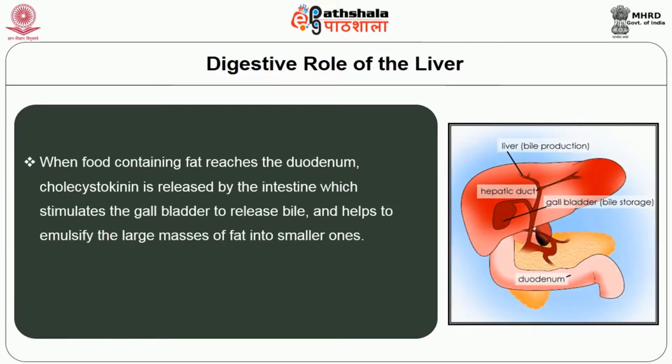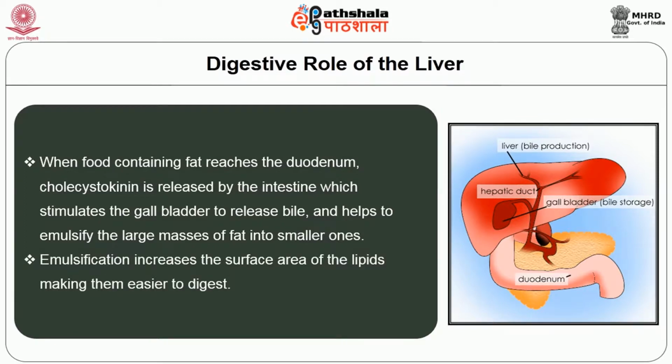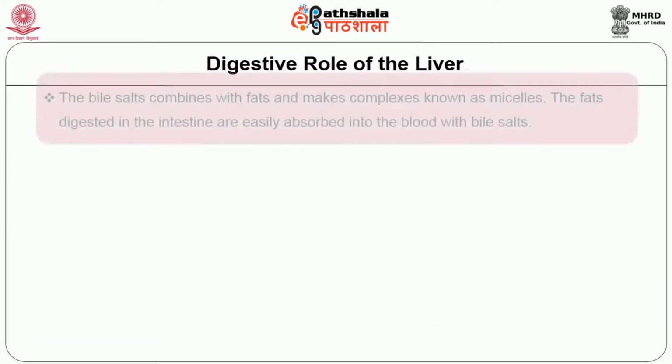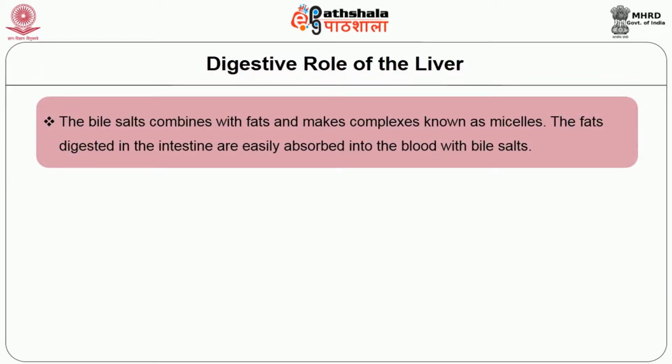When food containing fat reaches the duodenum, cholecystokinin is released by the intestine, which stimulates the gallbladder to release bile and helps to emulsify the larger mass of fats into smaller ones. Emulsification increases the surface area of the lipids, making them easier to digest. The bile salts combine with fats and make complexes known as micelles. The fats ingested in the intestine are easily absorbed in the blood with the bile salts.